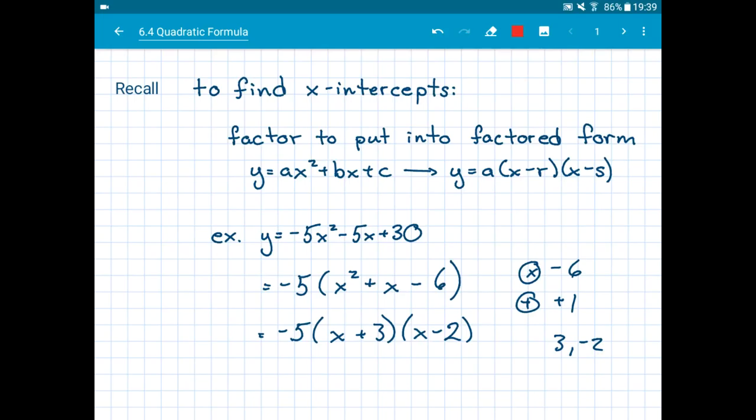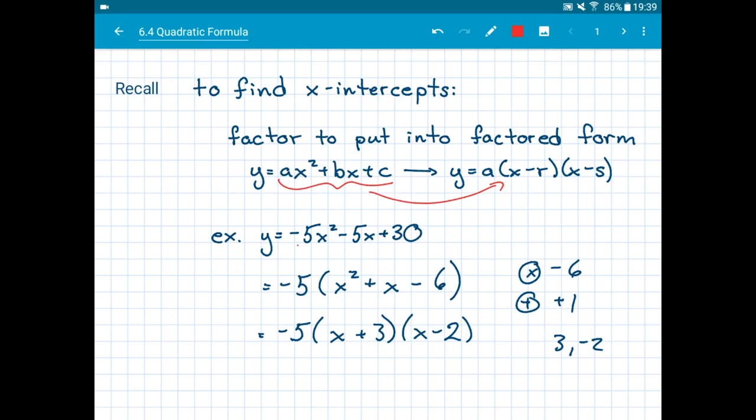So first we'll just review how you get x-intercepts when you are able to find things quite easily. To find the x-intercepts, the first thing you want to do is factor the expression in order to change it from standard form into factored form. So I put an example here of how to do that.